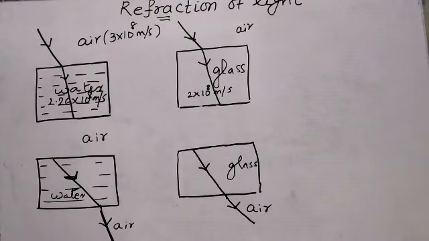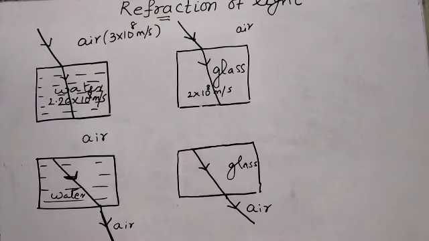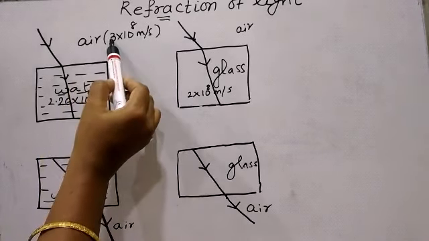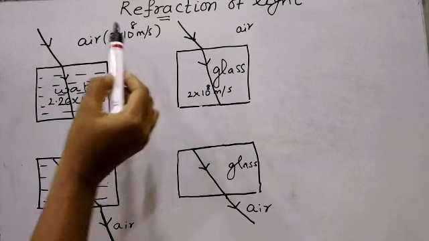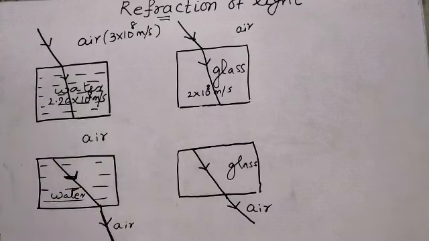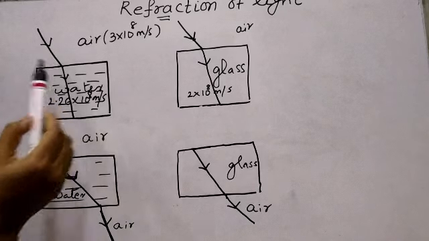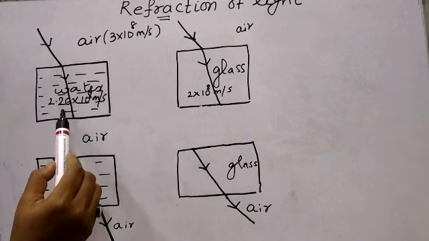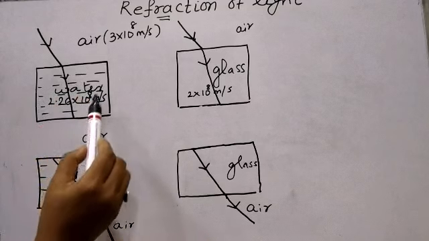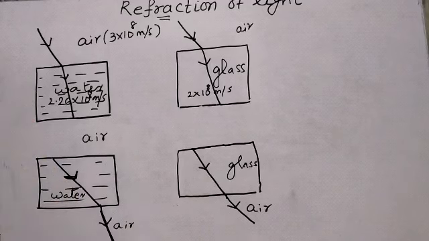Now why does the ray of light bend when it enters into another medium? This is because the velocity of light is different in different mediums. Here you can see in air the velocity of light is 3 into 10 raised to 8 meters per second. But the speed or the velocity of light in water is 2.26 into 10 raised to 8 meters per second. So when the ray of light is traveling through air, it is traveling straight. But as soon as it enters water, what is happening to its velocity? Its velocity changes. Therefore, it bends or it changes its direction.